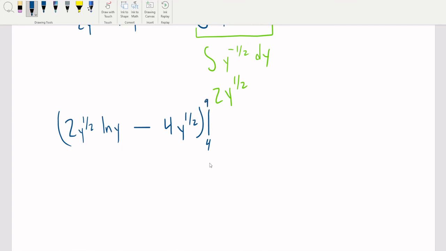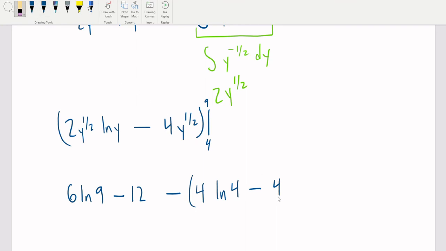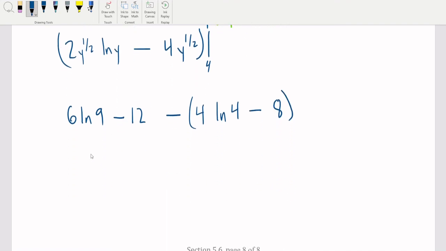4 to 9, okay. Plug in the 9. That's going to give me 2 times 9 to the 1/2 is 3, so that's 6 natural log of 9 minus 4 times 3 is 12. Now let's plug in 4. 4 goes in here. That's 4 natural log of 4 minus 4, and then plug the 4 in, that's 2, so that's 8. Doing some quick mental math there. Putting this together, this will be 6 natural log of 9 minus 4 natural log 4 minus 4.